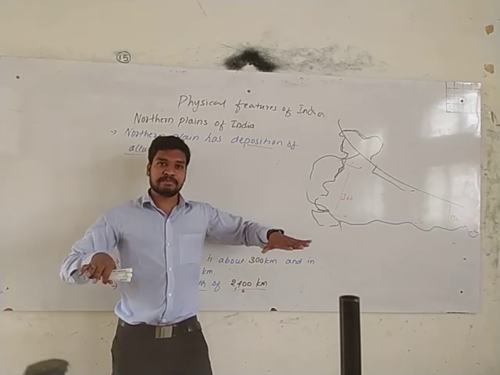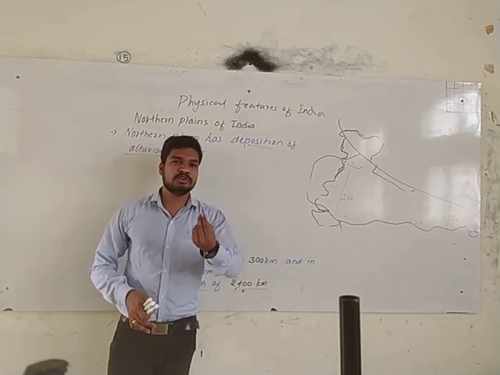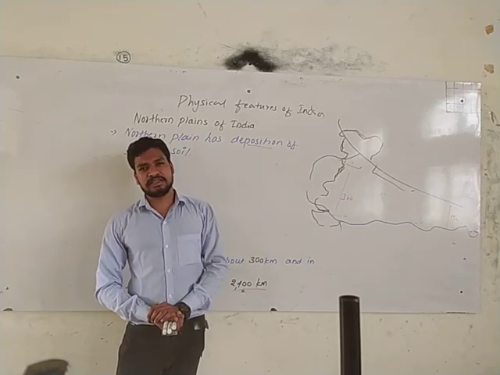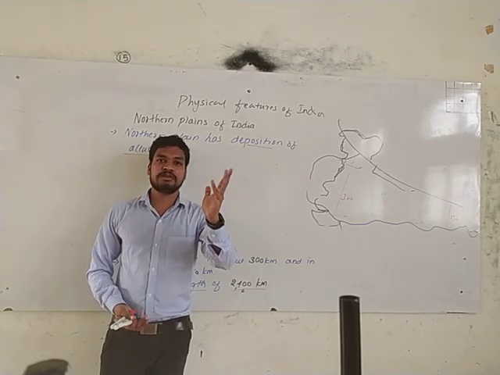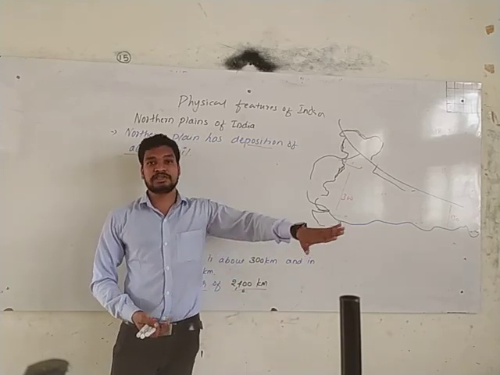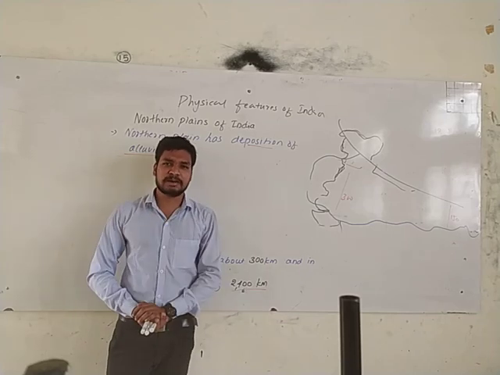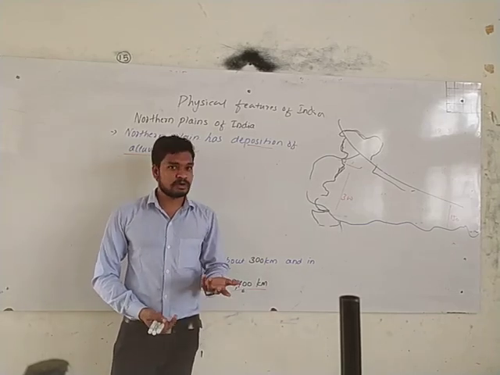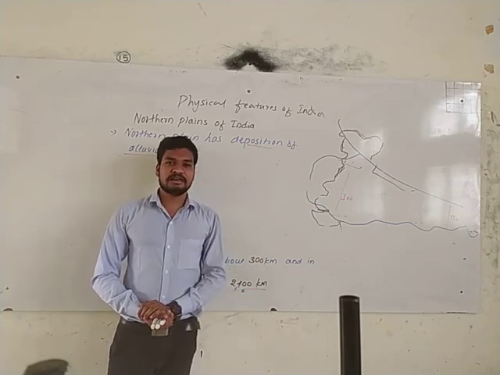Suppose it's a plain area, there will be more inhabitation because the flat surface gets more uses. What are the uses we get from this plain area? It's suitable for cultivation, farming activities, agriculture, transportation, and settlement of houses. Mainly settlement and agriculture, because not only in India, in the whole world, the basic activity is agriculture.